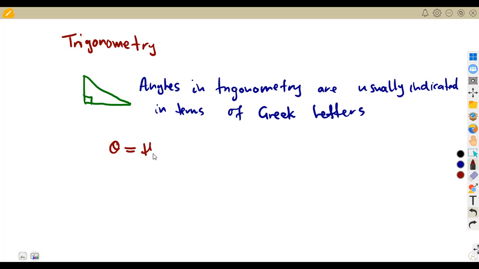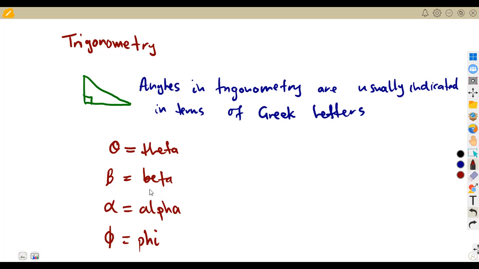So this simply represents theta. I don't know how you pronounce it, but that is theta there. You also have beta in this case, so this one is beta, and we also have alpha. These are just Greek letters, the Greek alphabet, just like A, B, and so on. Then we also have phi. So this is phi, this is alpha, this is beta, this is theta.